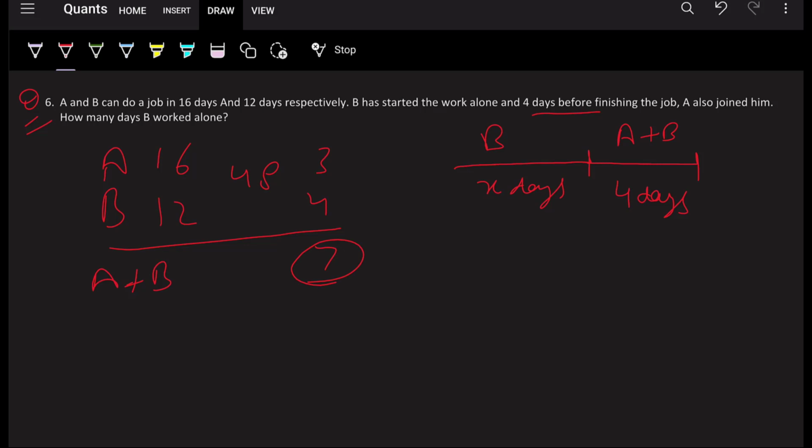Now according to the question, the total work is 48 and B works for X days, so the efficiency of B is 4 into X days. It will be the work done by B in X days plus A plus B. Efficiency is 7, and they work for 4 days together. It is equal to 48. So from here 4x is equal to 48 minus 28. It will be equal to 20. So from here we get x is equal to 5. So for 5 days B has worked alone.